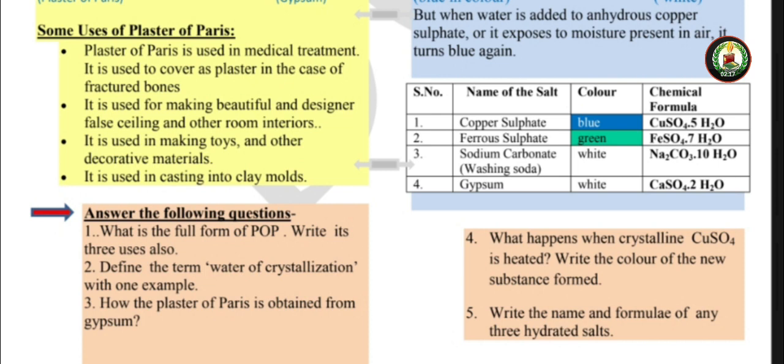The first use is, plaster of Paris is used in medical treatment. Students, it is used to cover as a plaster in case of a fractured bone, and by this use of POP, our fractured bones recover very soon. Second, it is used for making beautiful and designer false ceilings and room interiors. Thirdly, it is used in making toys and decorative material. And the last one, it is used in casting into clay molds. These are the uses of POP.